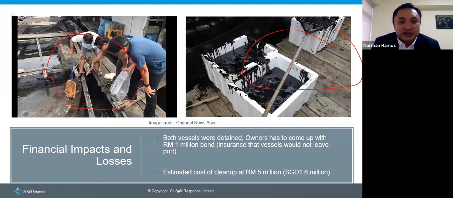And in terms of the financial impacts and losses, the vessels that collided with each other were obliged by the Malaysian government to have a 1 million ringgit bond. The 1 million ringgit bond is about $300,000 each. This is the insurance that the vessels would put up because they have to clean up and pay for the cleanup of this oil spill. It was estimated that the cost of the cleanup is about 5 million ringgit, so it's about 1.6 million in Singapore dollars at that time.